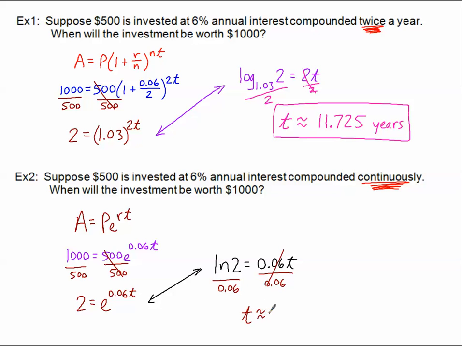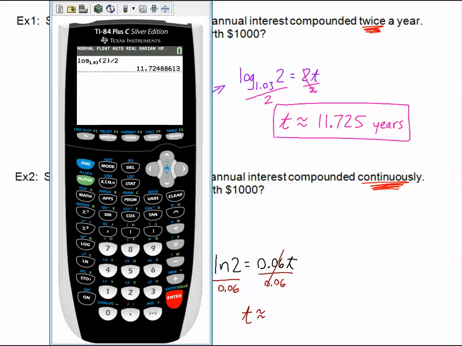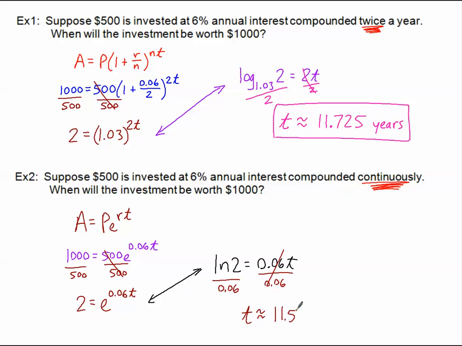T is approximately, let's plug this into the calculator, the natural log of 2, close that parenthesis, and I'm dividing by 0.06, and I've got it, 11.552 years. So a little bit faster, maybe a couple months. When we're compounding continuously, our money will double just a little bit faster than if we were compounding twice per year.